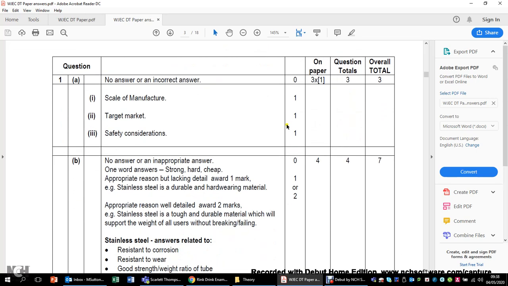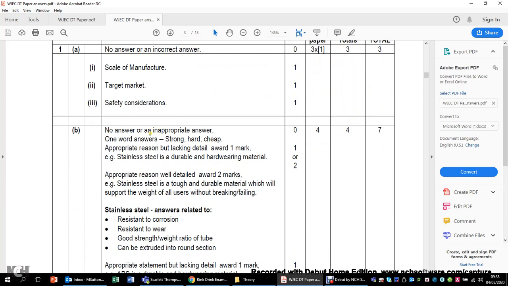So if you're looking at this one, it says here, no answer or an inappropriate answer, 1 word answers: strong, hard, cheap. Appropriate reason but lacking detail, award 1 mark. Stainless steel is durable and hard wearing material. So for example, it gives you that, but because each of these are worth 2 marks, you've got to give a decent explanation.